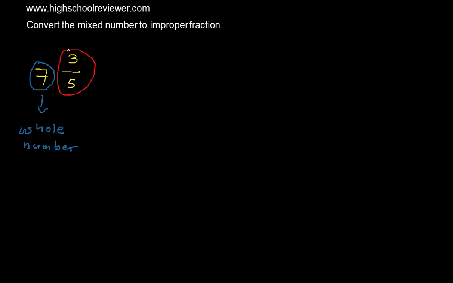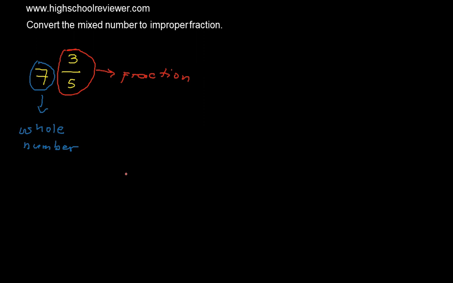Convert the mixed number to improper fraction. For us to convert mixed number to improper fraction, we first have to know what is a mixed number and what is an improper fraction. Let's have here an example of a mixed number. We have here 7 and 3 over 5. This 7 here is the whole number, and the 3 over 5, this is a fraction.